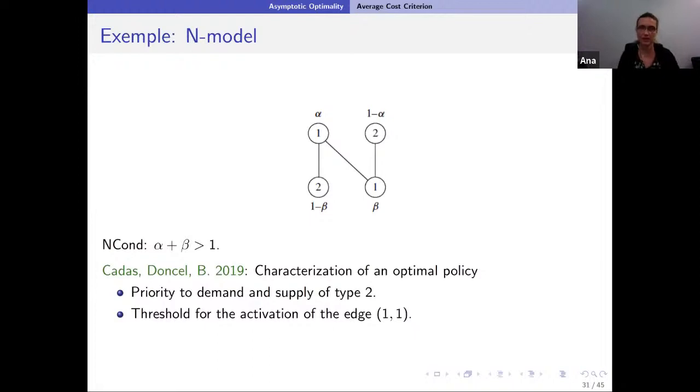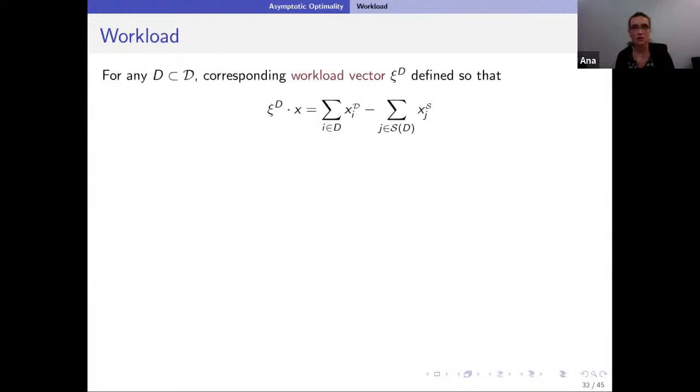So only when I have a certain safety stock of items of type one, I'm going to authorize the matchings between them. And we can actually compute the value of the threshold. You can't really easily generalize these kinds of results for models that are more complicated. So we are going to try to figure out what we can do, and in particular, what is the equivalent of workload in our model.